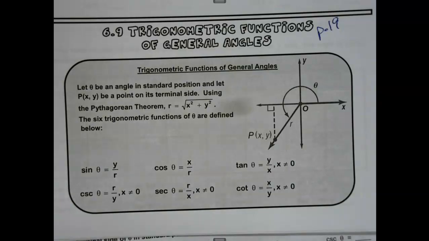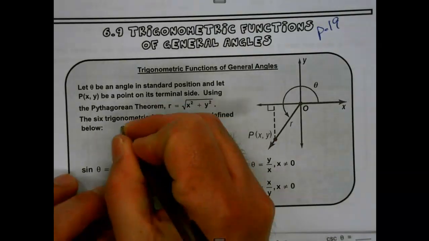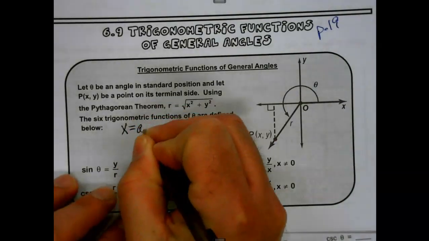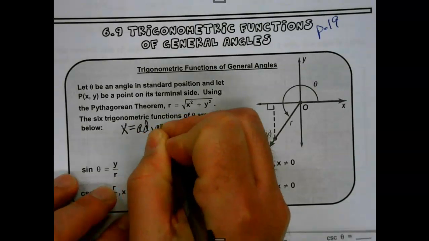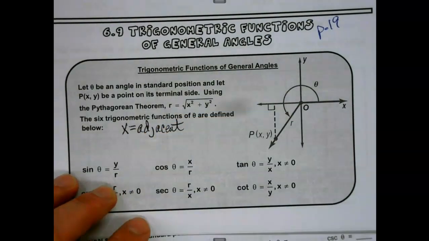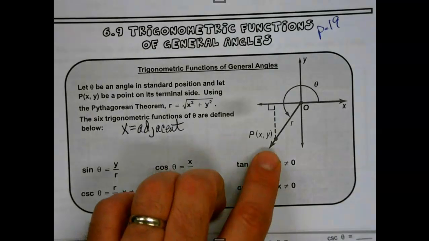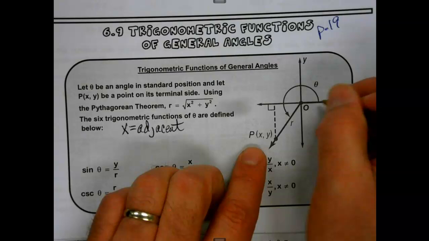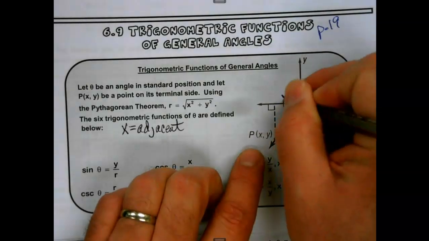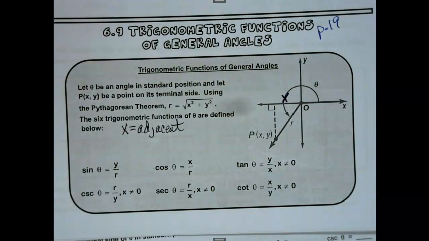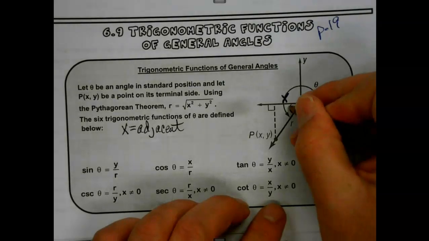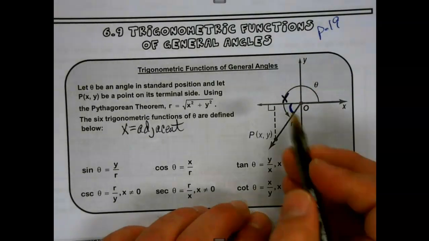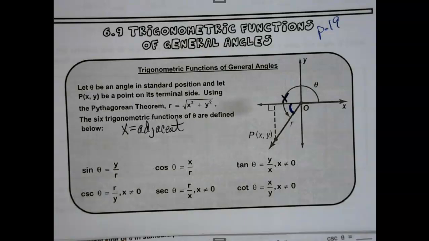So instead of calling this side x, we're going to say x is adjacent. Because if I look at this point over here on this little graph, x would be along the x-axis. And if this is my angle measure, that's the adjacent side. So calling it adjacent isn't a stretch.